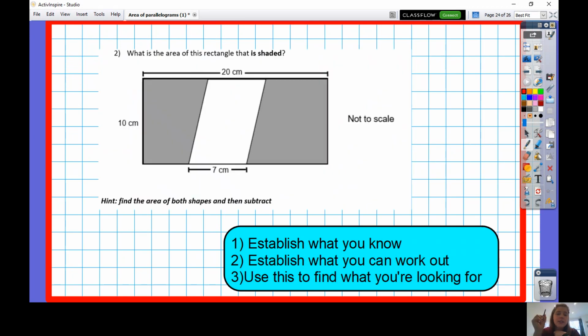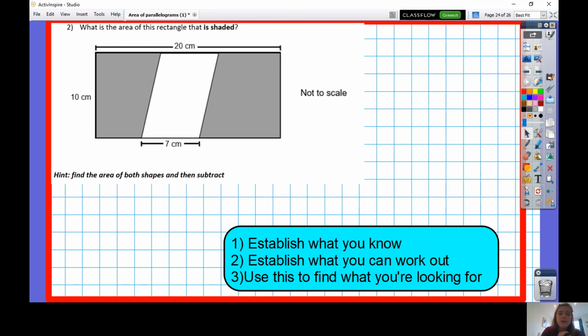Okay, the next question then. We went through one very similar, so I'm going to be very pleased with everyone who had a go at this one, even if they found it tricky. First, find the area of the rectangle. That's 20 times 10. The area of the whole rectangle is 200.